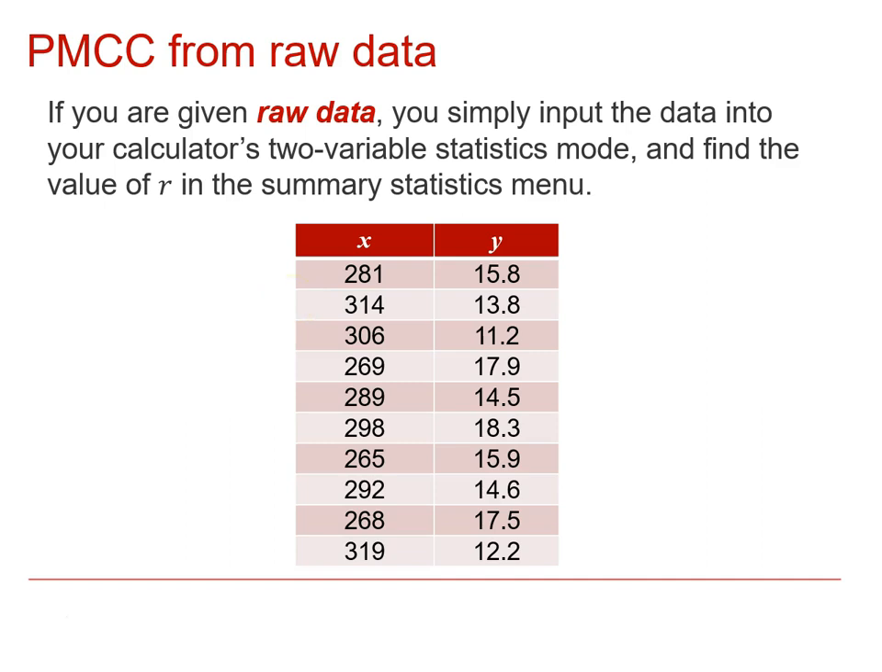If you're given raw data, all you need to do is input the data into your calculator's two-variable statistics mode and find the value of R in the summary statistics. You can find out how to do this in your calculator manual, or if you're still struggling to do so, you can find more help online.